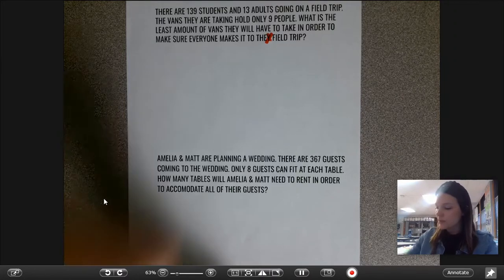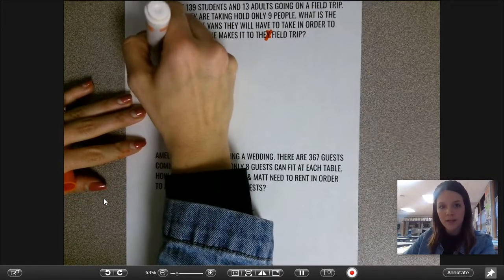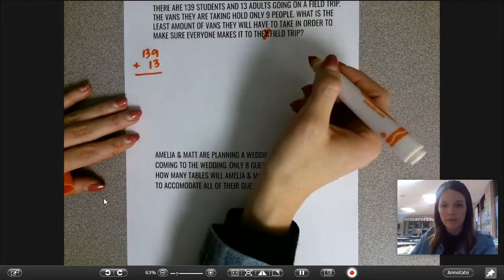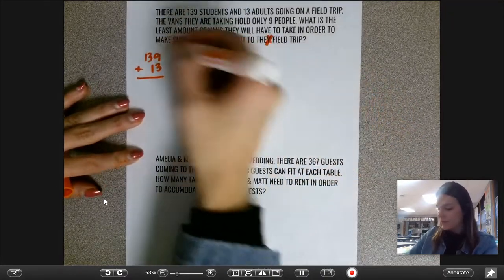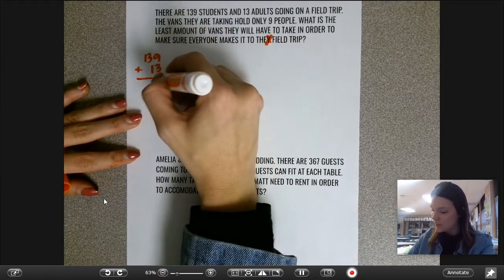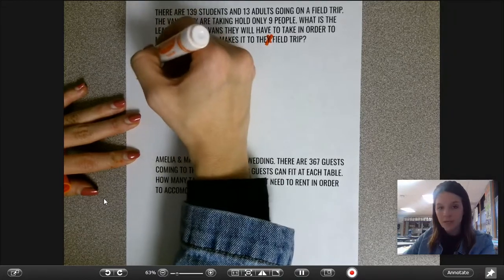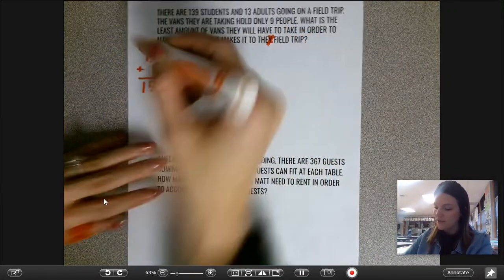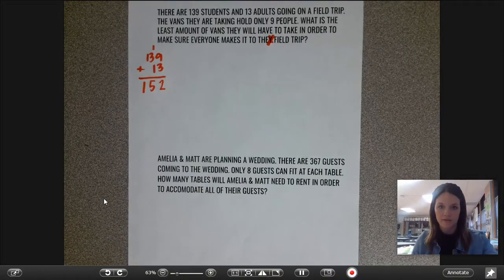So first, like I said, I imagine the 139 students and the 13 adults. So if I put those two numbers together, 139 and 13, I need to figure out how many people total are going on the field trip. Well, 9 and 1 is 10, so 9 and 3 must be 12. 3 plus 2, which I see that is 2, is 5. So 152 people must be going on the field trip.